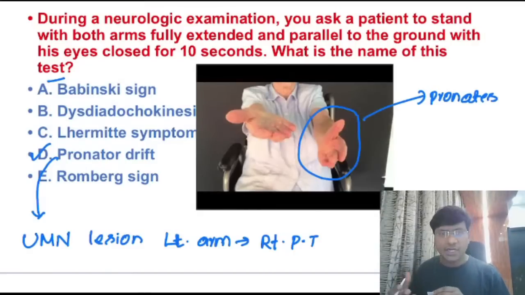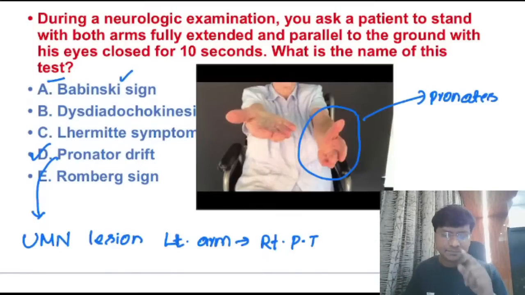Now, why does this pronator drift occur? In the presence of an upper motor neuron lesion, the supinator muscles in the upper limbs are weaker than the pronator muscles, and as a result the arm drifts downwards and the palm turns towards the floor. So this is your pronator drift. Please remember, this individual has pathology within the right pyramidal tract. Now, what is the Babinski sign?